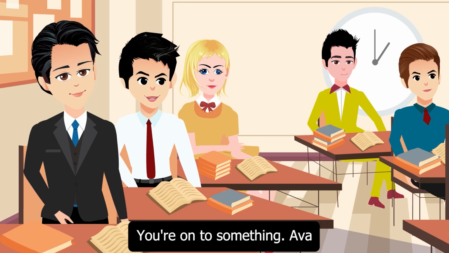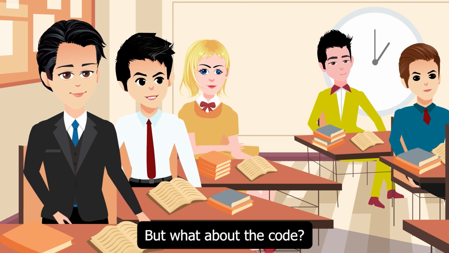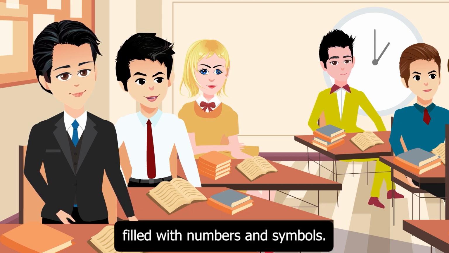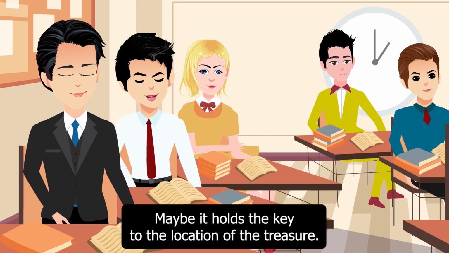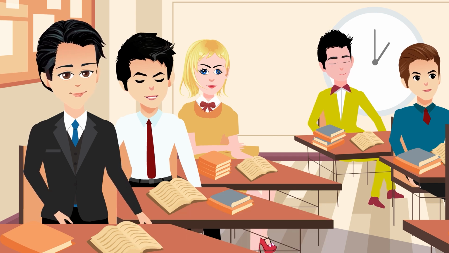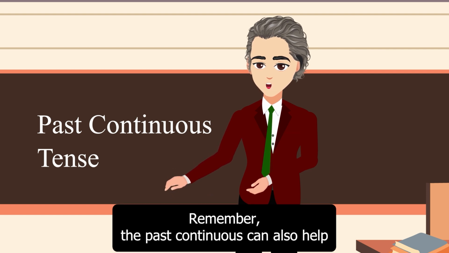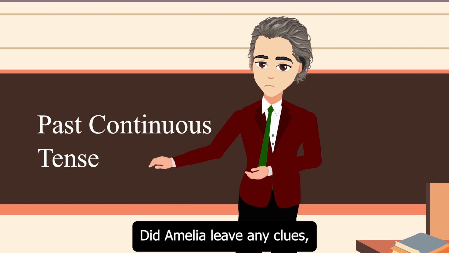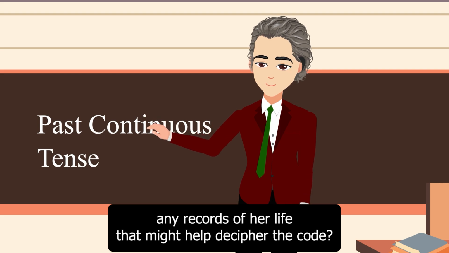You're onto something, Ava. But what about the code? There's a strange cipher scribbled on the back of the map, filled with numbers and symbols. Maybe it holds the key to the location of the treasure. Excellent deduction. Remember, the past continuous can also help us reconstruct events leading up to the present. Did Amelia leave any clues, any records of her life that might help decipher the code?